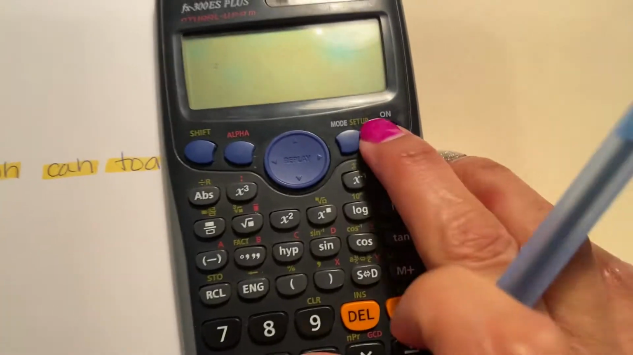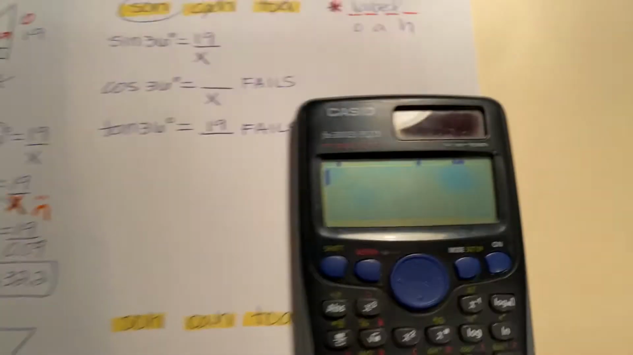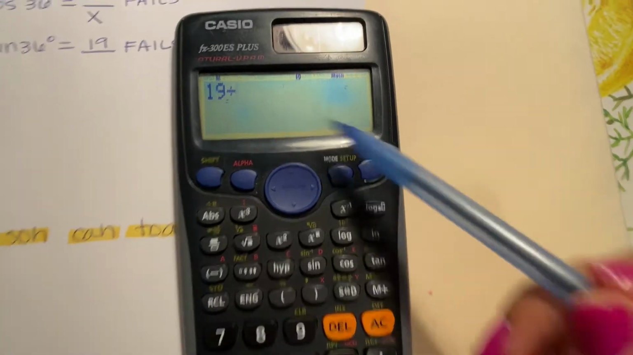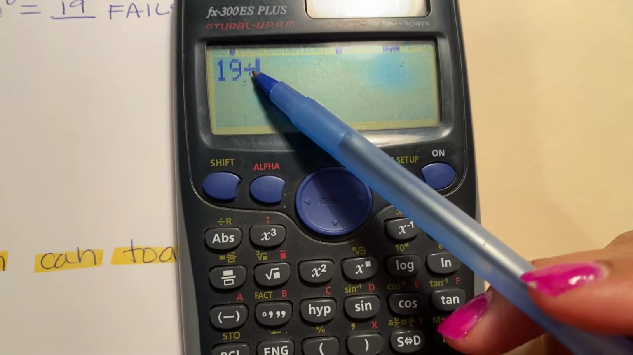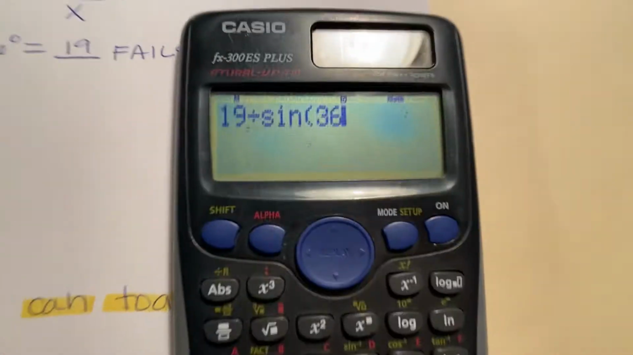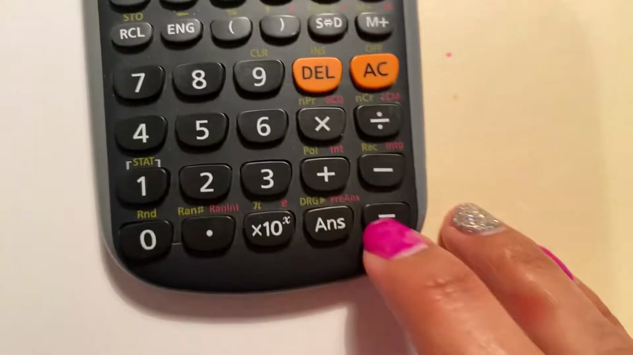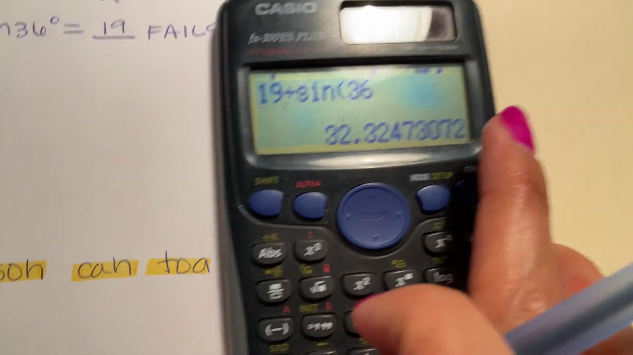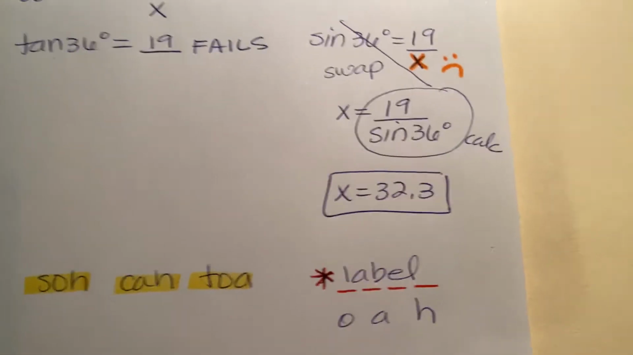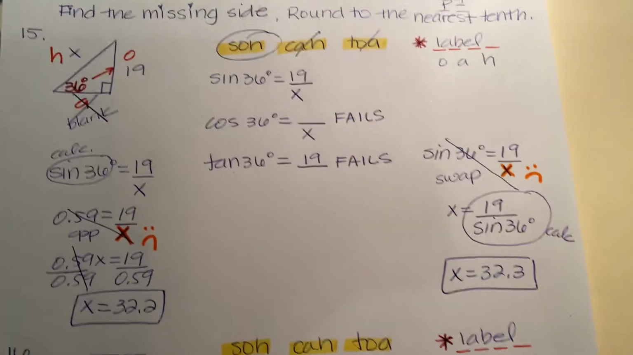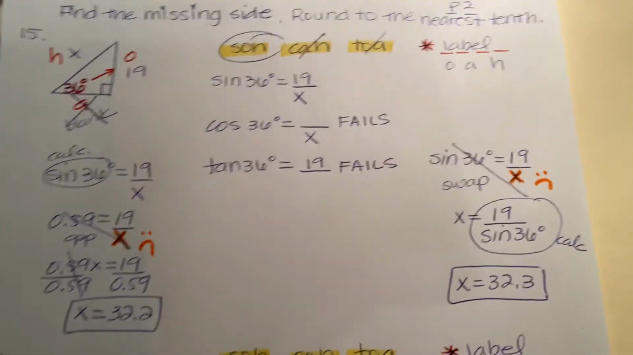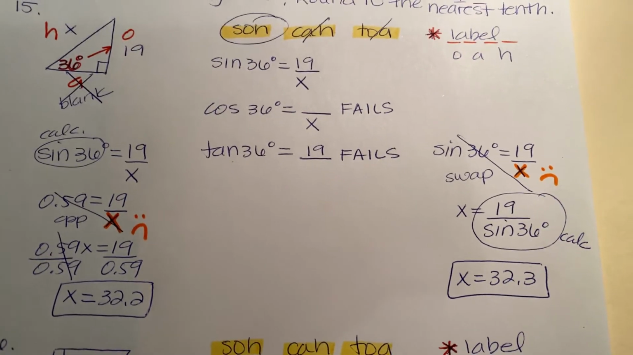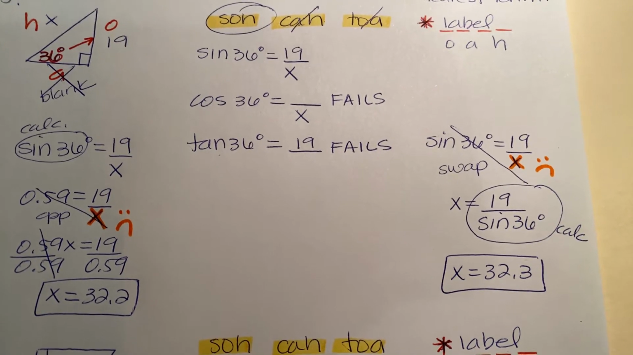Now, what if you don't want to deal with that? You could just hit the division button. So let me, hold on. 19 divided, see how I didn't use the fraction bar? I just used division. Sine of 36, and notice I'm not going to close a parenthesis. I'm just going to hit equal, and there's your answer, 32.3. So you just have to find your comfort level with calculators. As you're moving on in mathematics, especially in IM3, IM2, you just have to figure out what you prefer on the calculator.